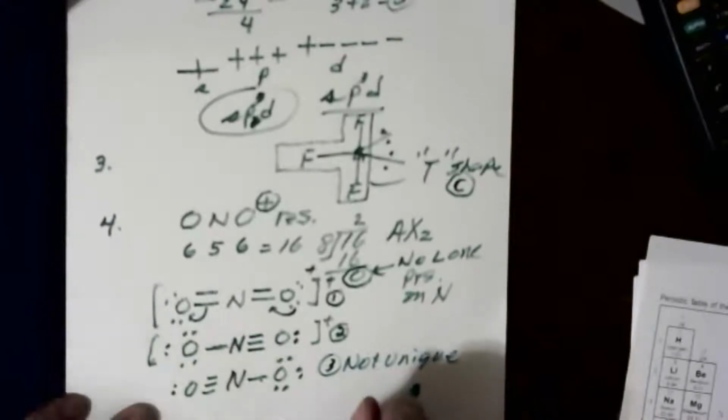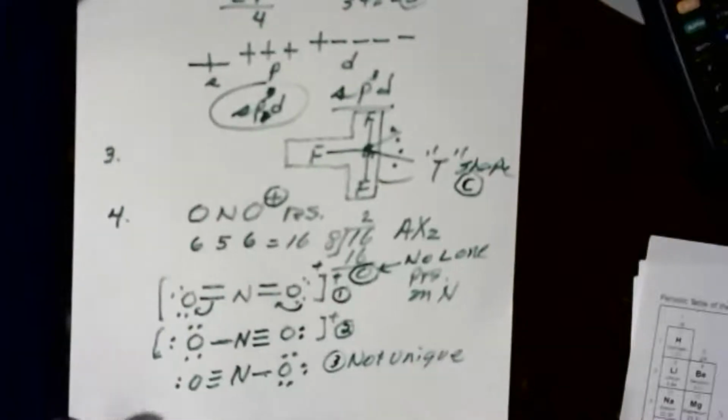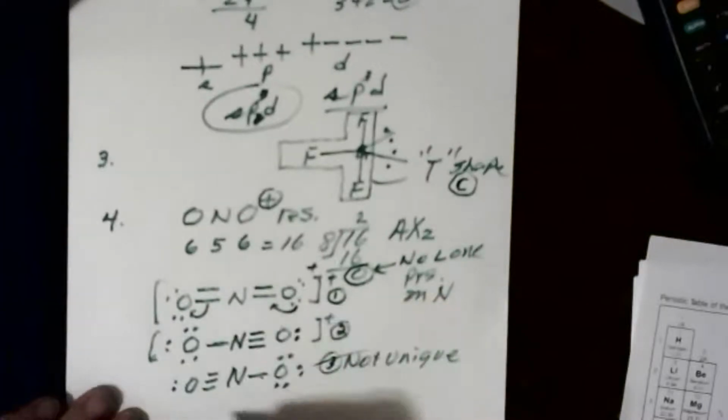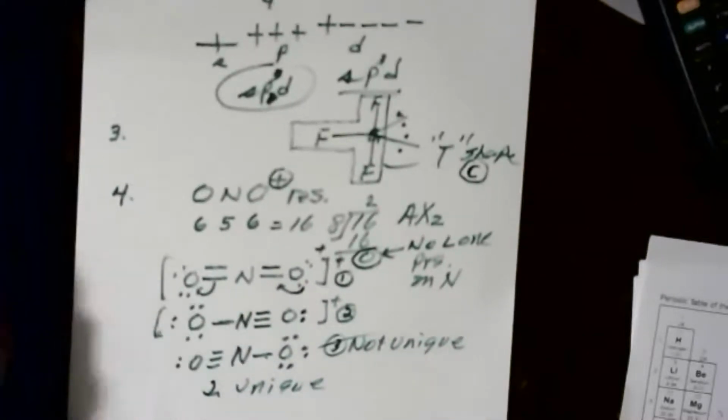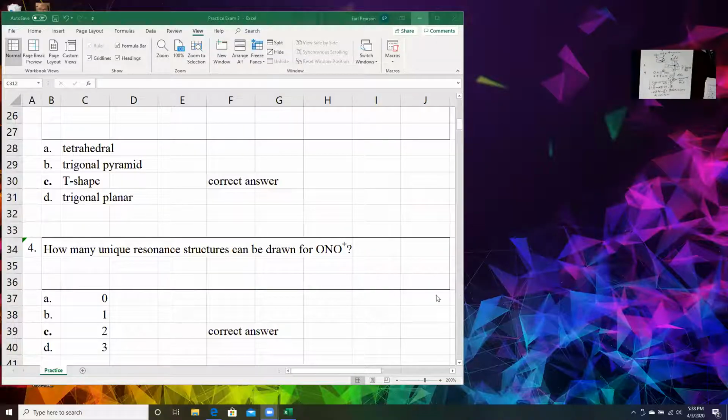And that's the key word in answering this question. The question said, how many unique structures do we have? Not counting that one, we're going to have 2 unique resonance structures. And if we go back to our view again to look at the question, you can see that how many unique structures, the correct answer is 2. And that's C.